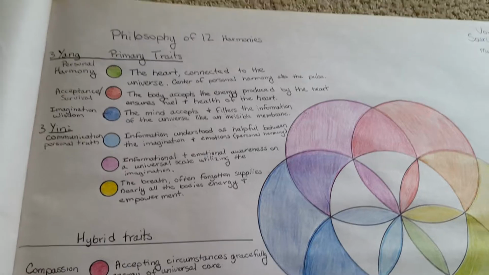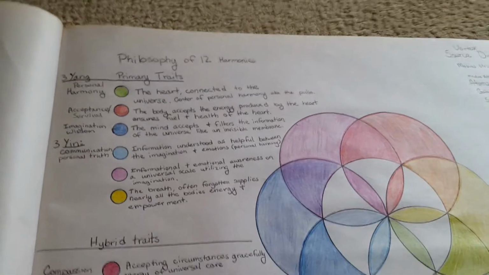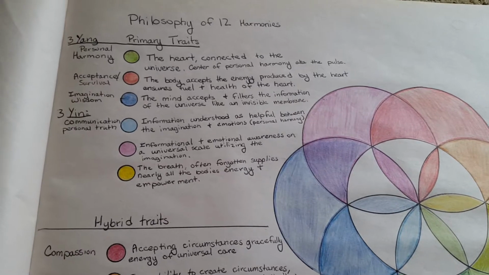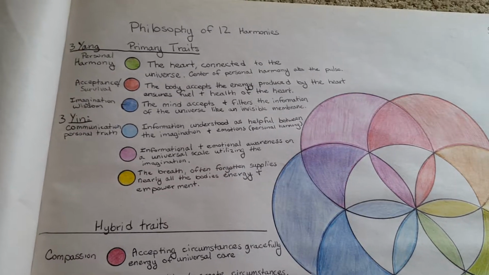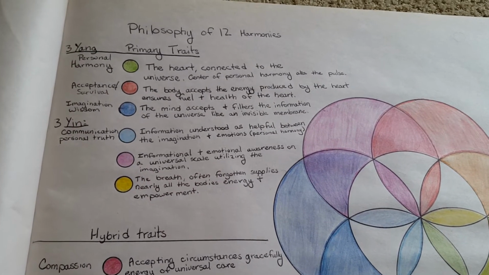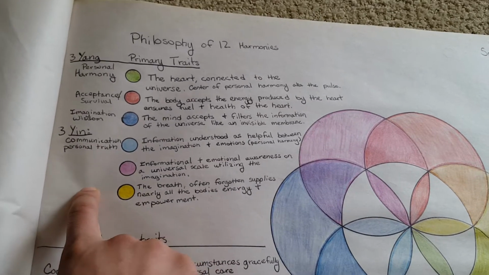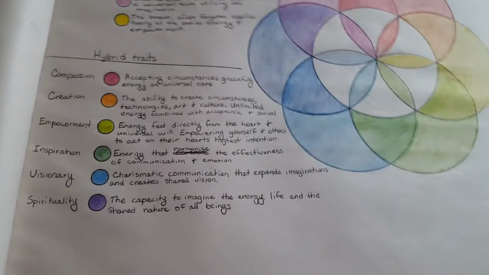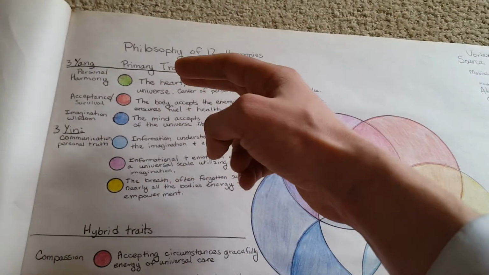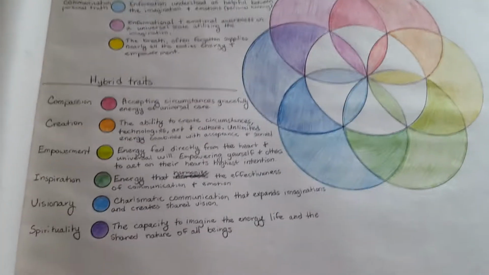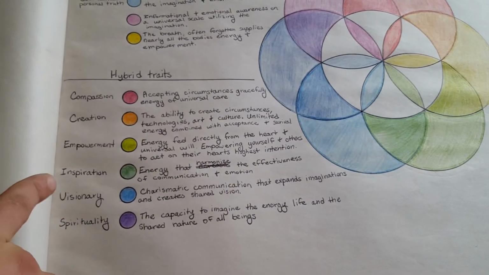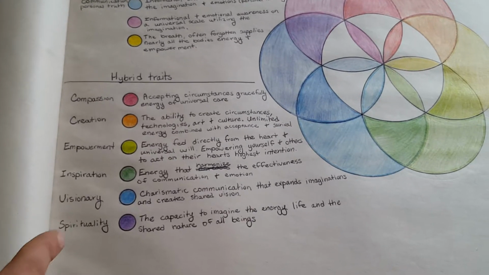So the breath is often forgotten about just because you're doing it all the time, but it supplies nearly all the energy and empowerment for the body. So those are your will and your universal connection. And when you create a balance between these, you get the hybrid traits. So the hybrid traits are compassion, creation, empowerment, inspiration, visionary, and spirituality.